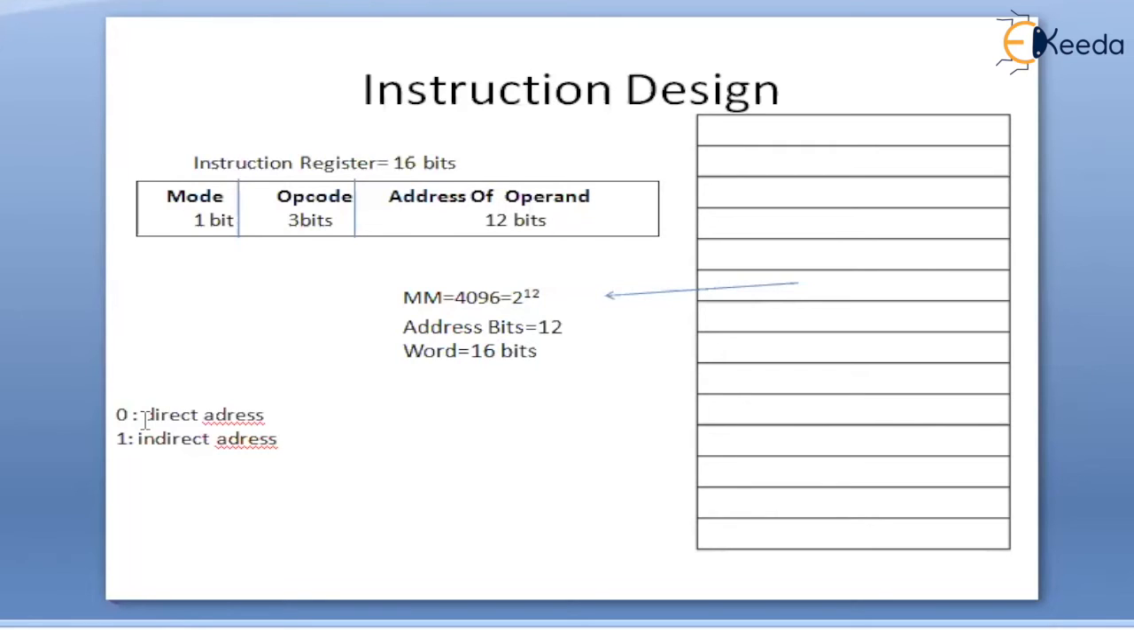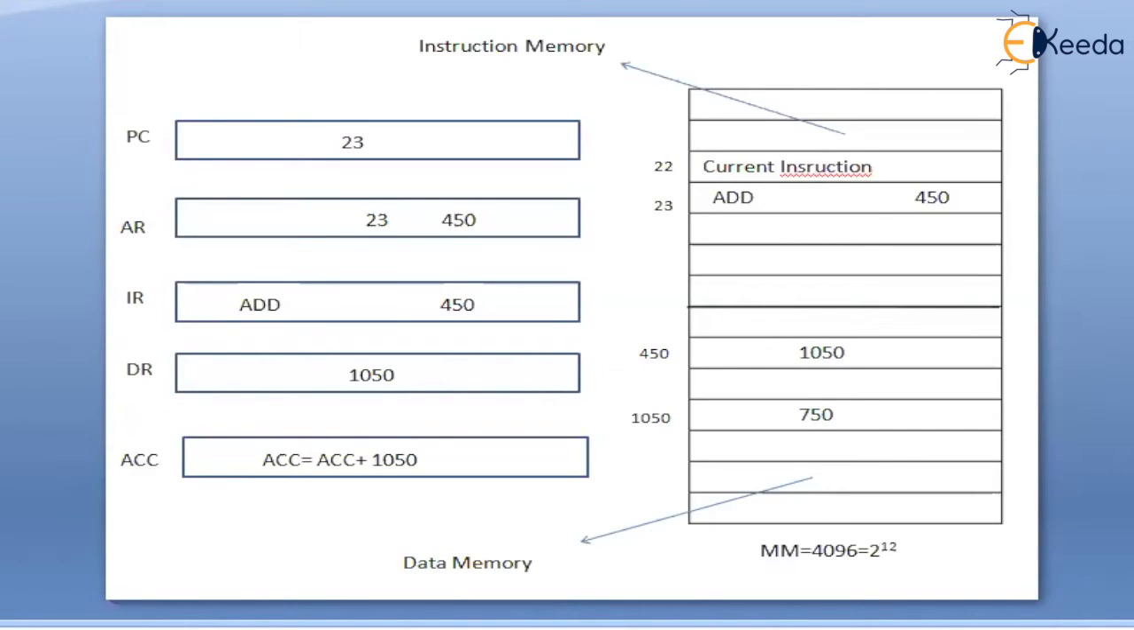If the mode digit is equal to 0, the address part of the instruction is going to specify a direct address. And when the mode digit is equal to 1, this address part of the instruction, which specifies the address of the operand, is nothing but an indirect address. What is the direct address and what is the indirect address? In the previous session, we discussed direct addressing.